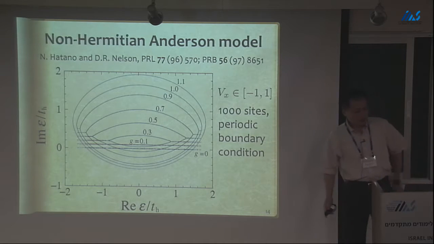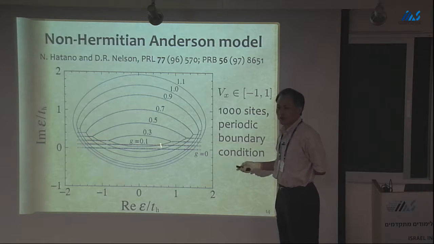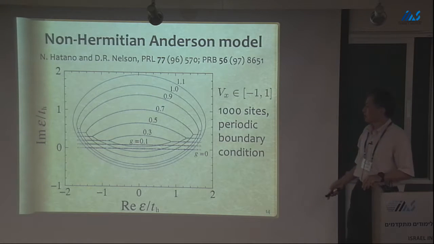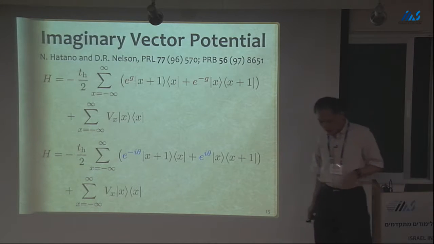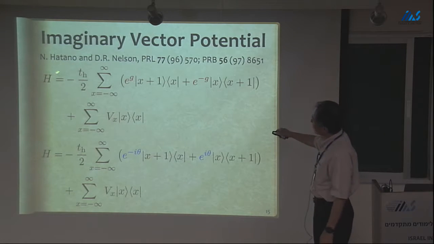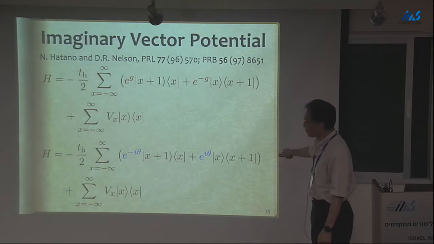Okay. So why do I have this kind of spectrum? That's what I'm going to tell you next. And to explain that, I compare this non-Hermitian model with this Hermitian model.